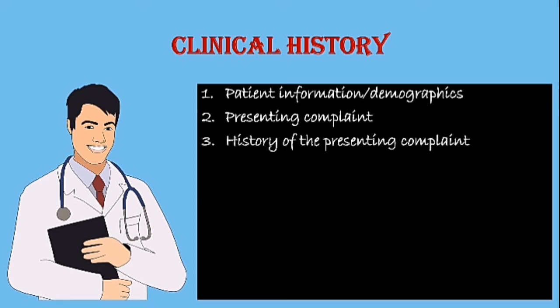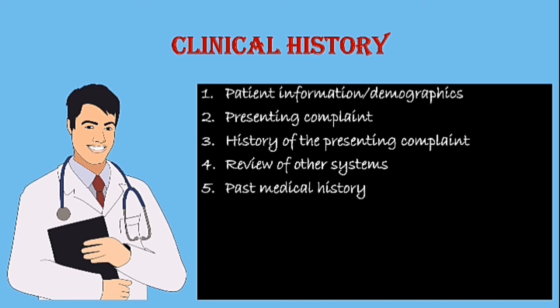The third part is the history of the presenting complaint. This explores the presenting complaint into greater detail and in a chronological order. The fourth part is the review of other systems. It's because patients will tell you what they feel is important for you to know, but sometimes they can leave out symptoms in other systems that may or may not be related to the condition with which they are presenting. So it is your duty to check through the entire body of the patient through questions to find out if they have any other problems that they haven't mentioned.